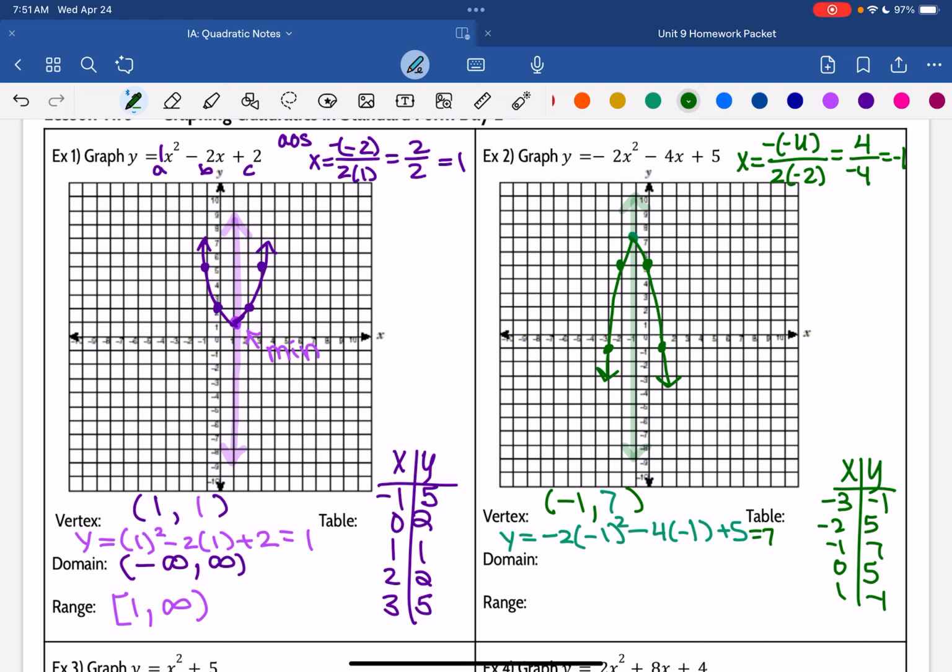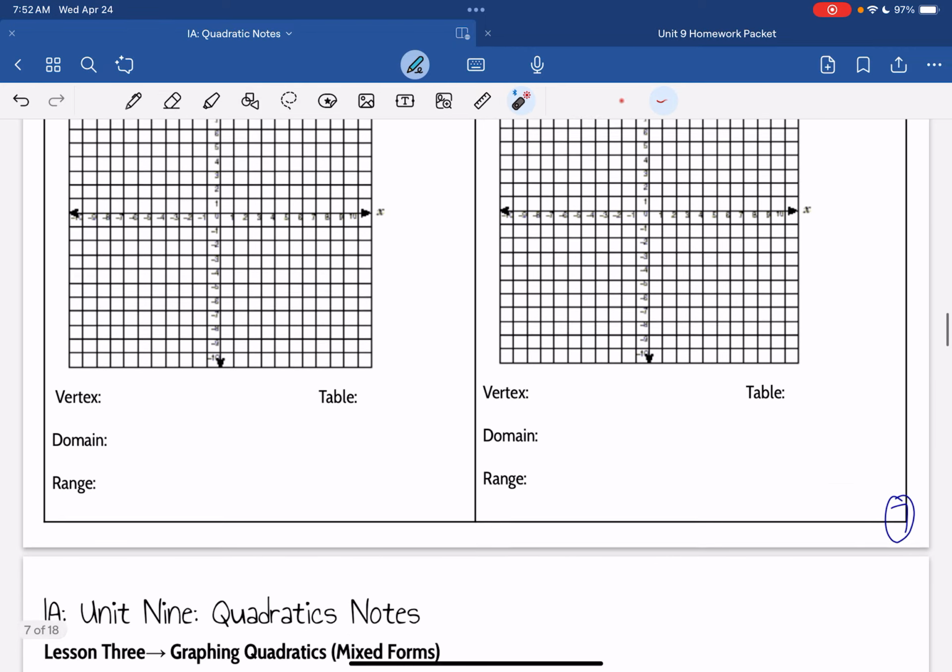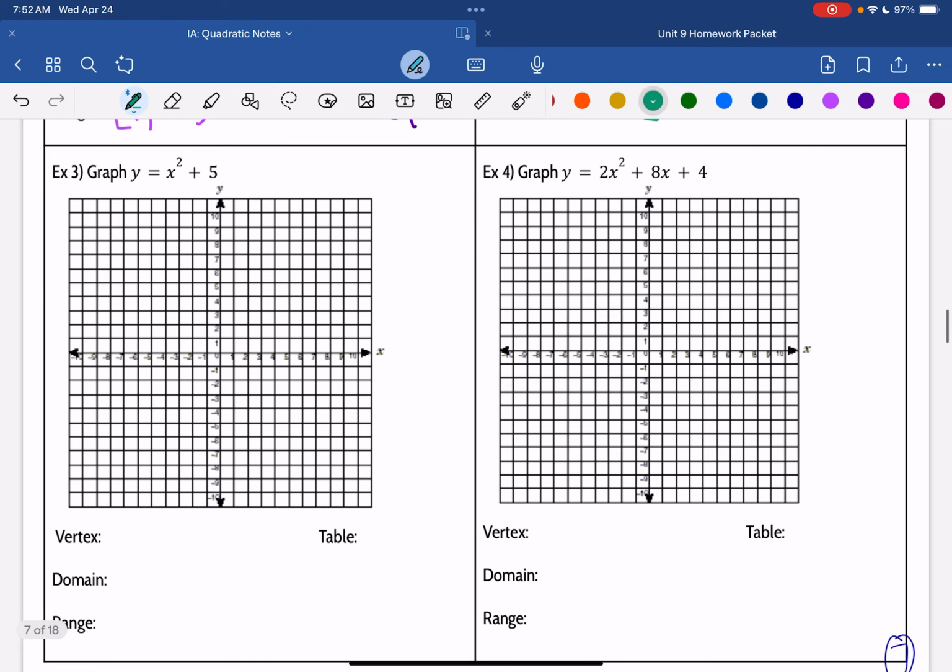Now, domain, again, same thing every time. In this graph, though, we have a maximum point. Remember, this is the tallest point and everything is going down. So we're going from negative infinity to 7, because it starts at 7 and it's going down. Okay, 2 more problems.